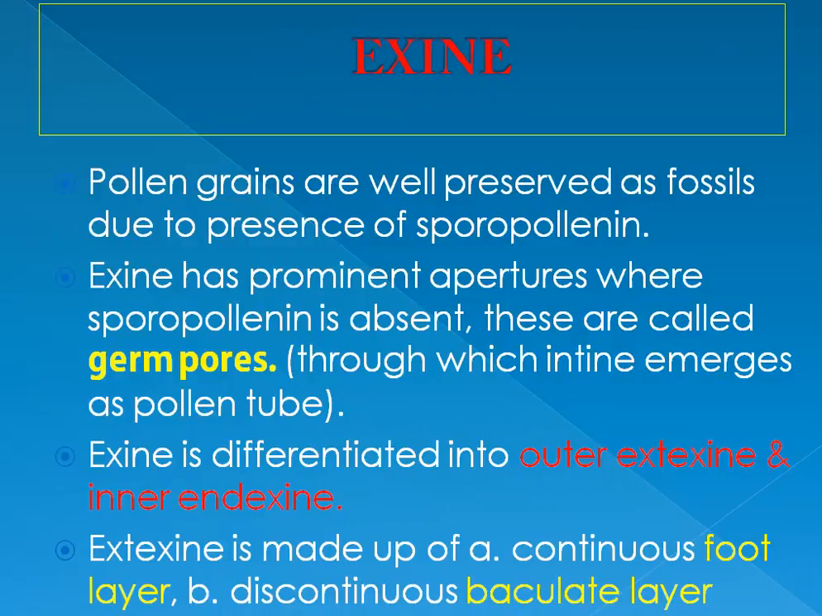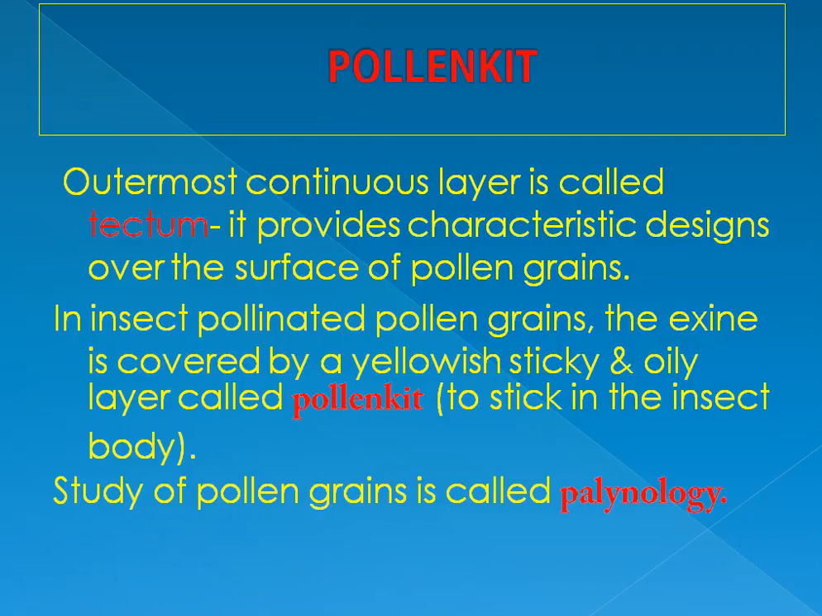Pollen grains are well preserved as fossils due to the presence of sporopollenin. Exine has prominent apertures where sporopollenin is absent. These are called germ pores, through which intine emerges as the pollen tube. Exine is differentiated into outer exexine and inner endexine. Exexine is made up of a continuous foot layer, a discontinuous baculate layer and the outermost continuous layer called tectum. Tectum provides characteristic designs over the surface of pollen grains.